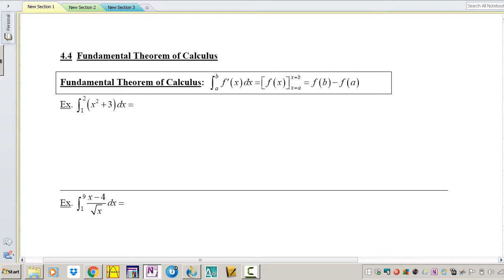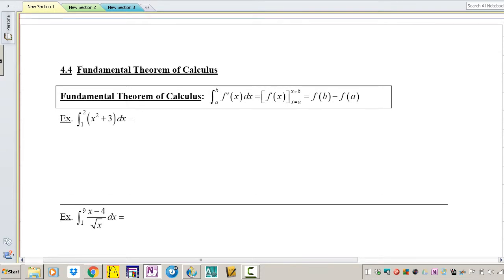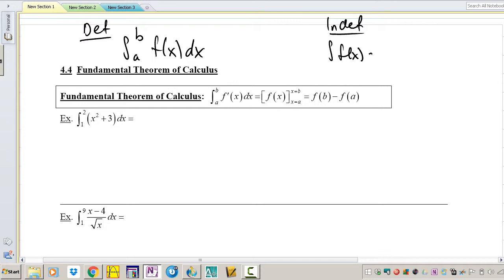Before we start the lesson, I want to discuss the difference between a definite integral and an indefinite integral. So here's a definite integral. And here's an indefinite integral. What is the difference between an indefinite integral and a definite integral?